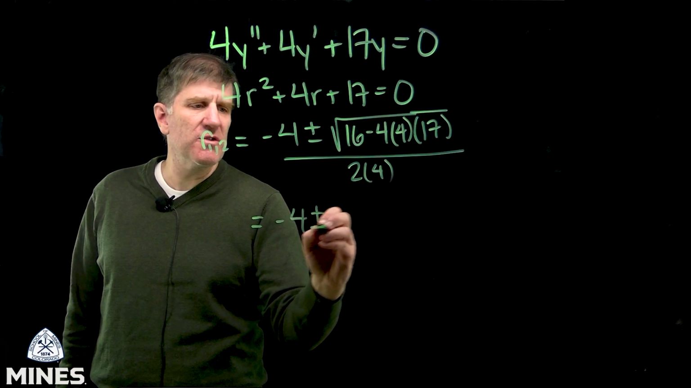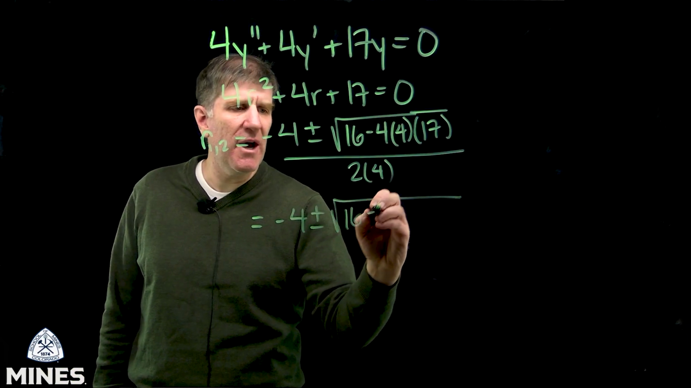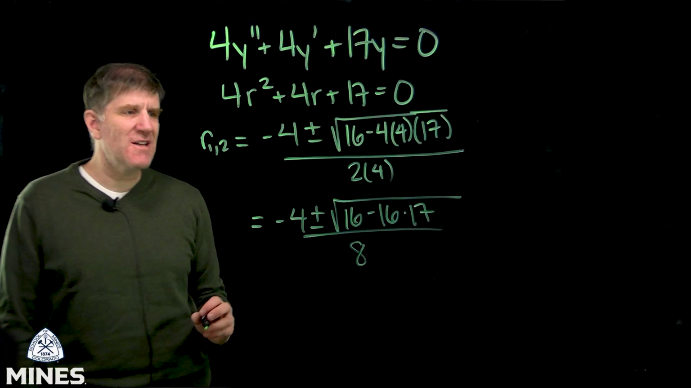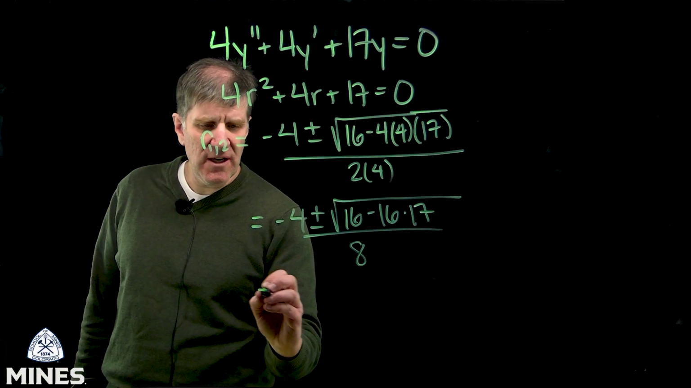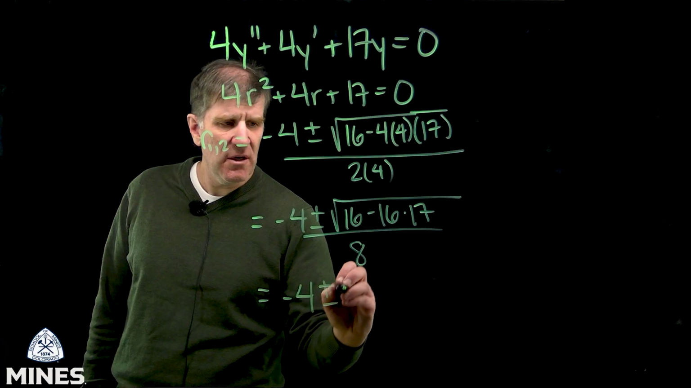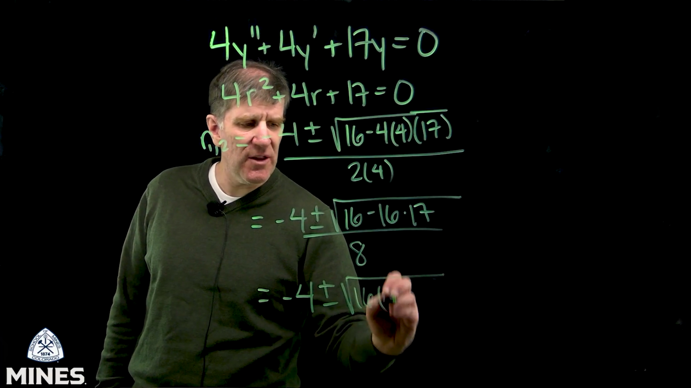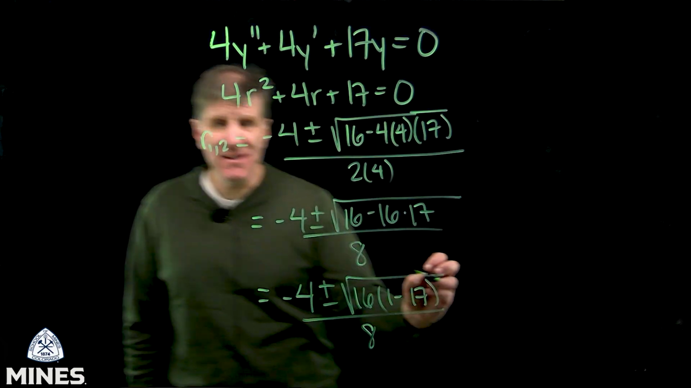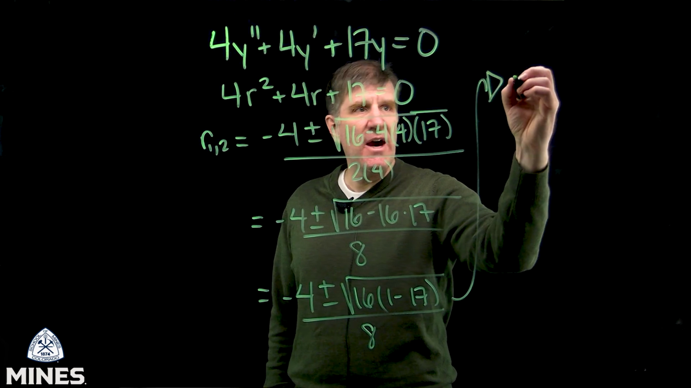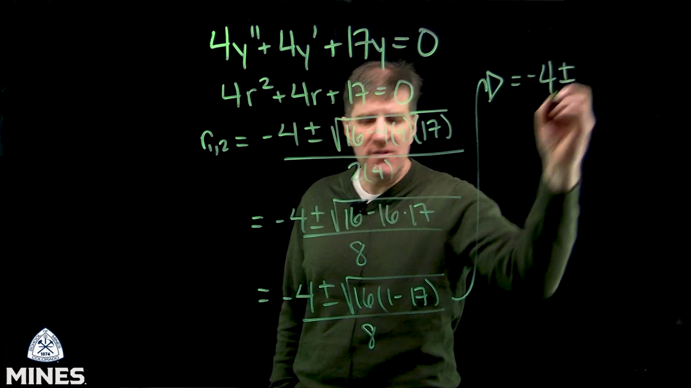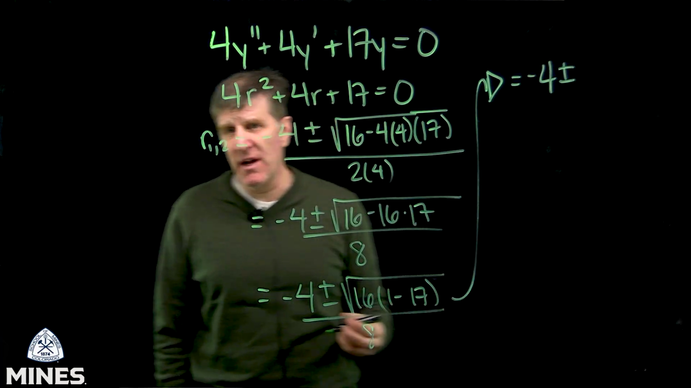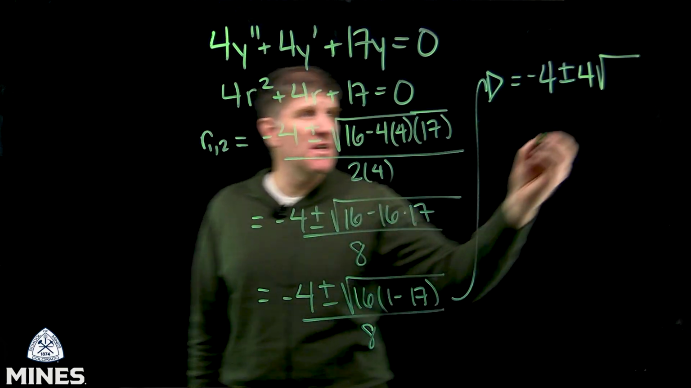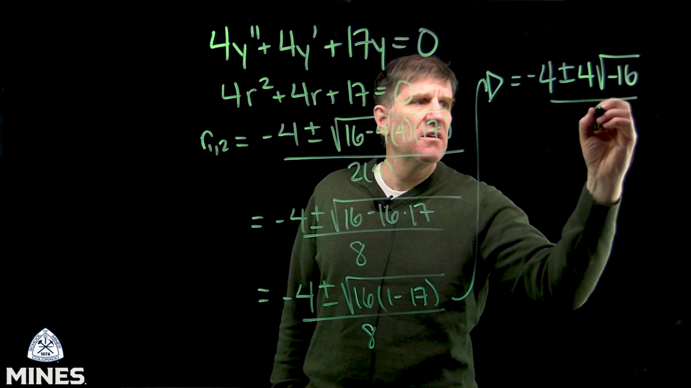That's negative 4 plus or minus the square root of 16 minus 16 times 17. I could use a calculator for 16 times 17, but I think I see something here. I can factor 16 out of those two terms. That gives me a 1 minus 17 if I factor it out. And that's nice. I factor it out, and now I have negative 4 plus or minus, because the square root of 16 is 4, so I'll take that outside of the root, and I will have 4 times the square root of 1 minus 17, which is negative 16, over 8.